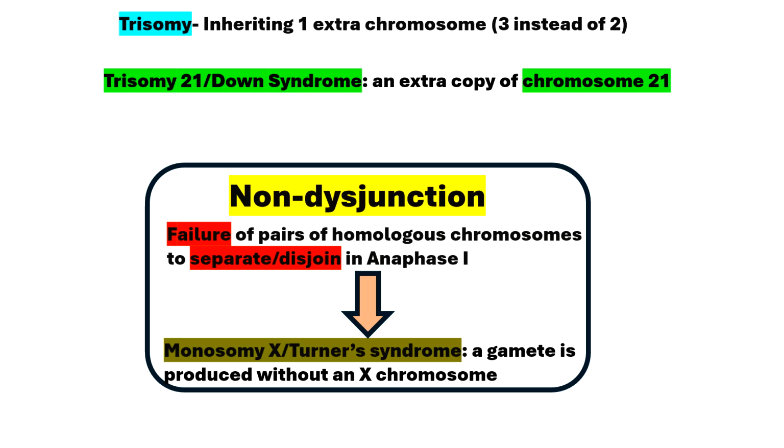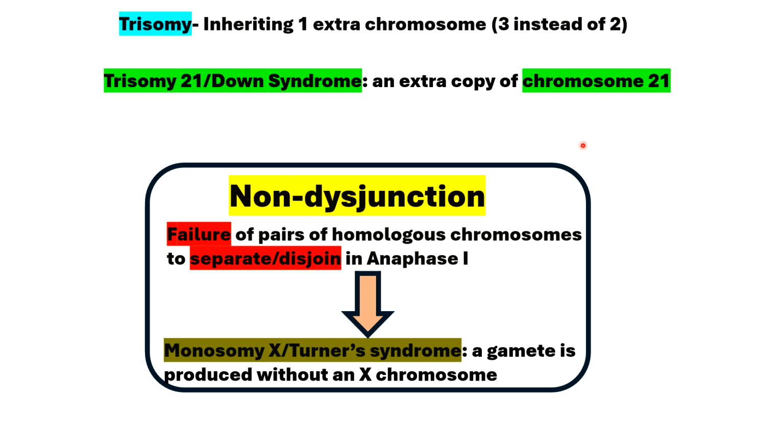Let's look at some harmful mutations. First one, trisomy, which is the inheriting of one extra chromosome. Tri for 3. So if you usually have 2, and you have one extra, that would be 3. So having 3 instead of 2 chromosomes inherited. A type of trisomy is trisomy 21, also known as Down syndrome, which is having an extra copy of chromosome 21.